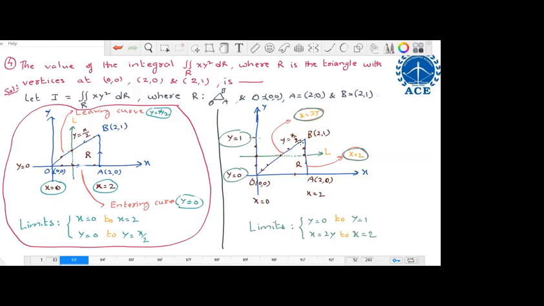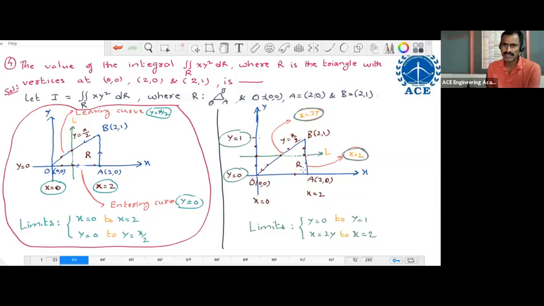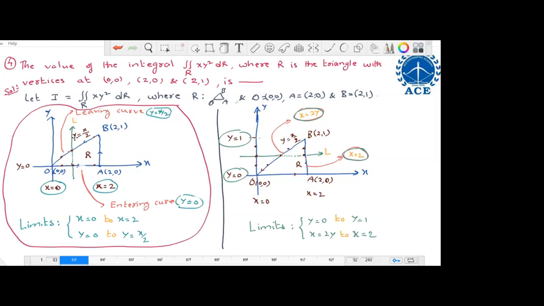Equation of the entering curve, equation of the leaving curve. If the line is parallel to x, write the x in terms of the other. If the line is parallel to y-axis, write the y in terms of the other. That's all. Directly you get the limits. Okay. Sir, page number 85. Same. Okay.